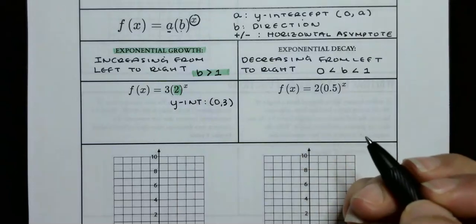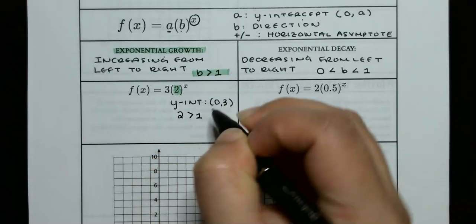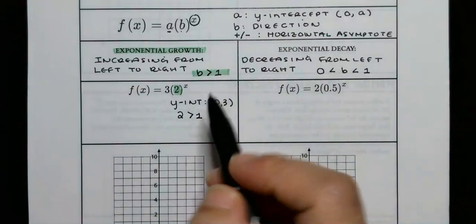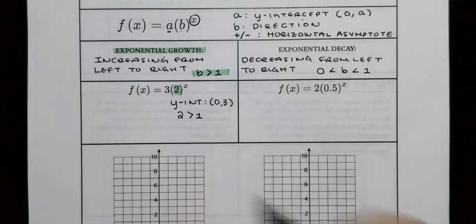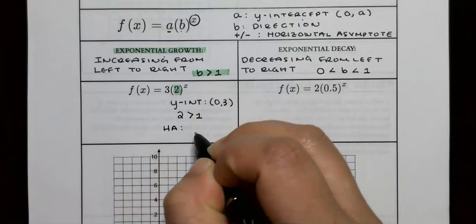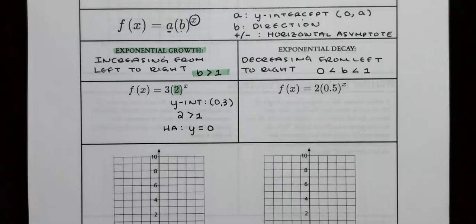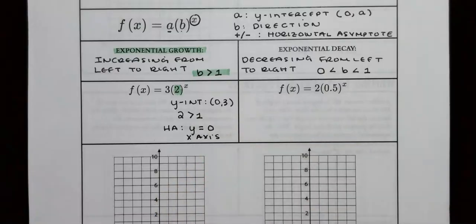We know that it is growing because 2 is greater than 1. So it is going to be exponential growth. It's going to grow from left to right. And because we don't have a number that's being added or subtracted here at the end, we know that the horizontal asymptote, so I'm just going to put HA for horizontal asymptote, is going to be a horizontal line. So we're going to say y is equal to 0. That's going to be the same thing as your x-axis. So we're actually going to use the x-axis as a guide to graph this out.